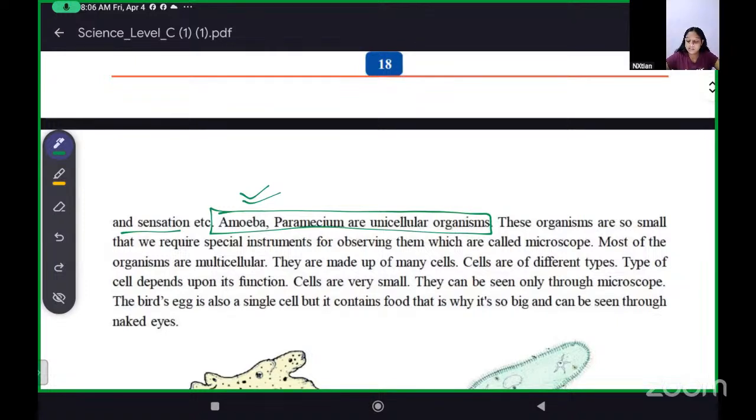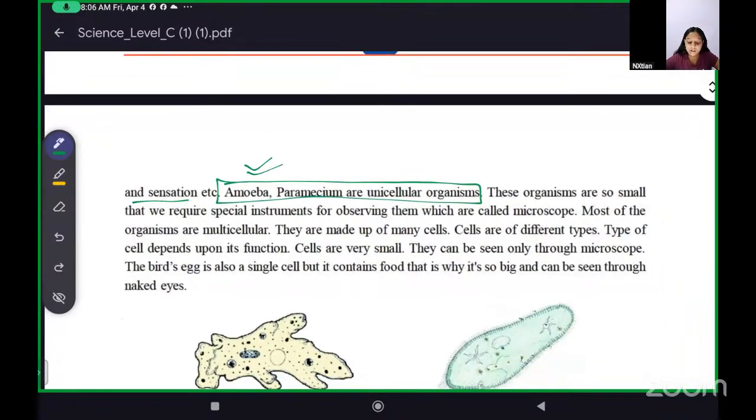Now, these organisms are so small that we require a special instrument for observing them, which is called a microscope. When organisms are so small that we need a microscope to see them, they are known as what? Microorganisms. So amoeba and paramecium are what? Microorganisms.